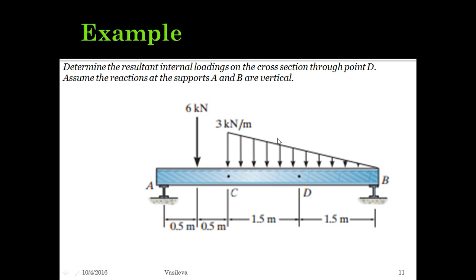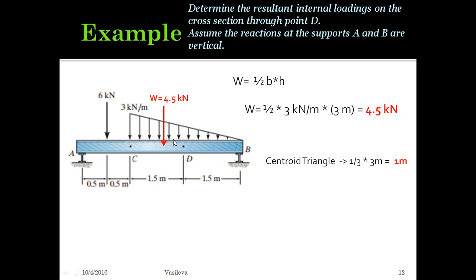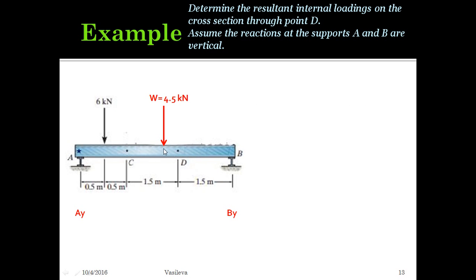So we're going to continue with this example, and here determine the resultant internal loadings on the cross section through point D. So we just found point C, but now they want it through point D. The first thing we want to do once again is to determine the W, which we did already. We determined W, 4.5 kilonewtons, 1 meter away from point C. So we already found AY, but now I want to find BY because it'll help me find my internal loadings at point D. So I do the sum of the moments about point A.